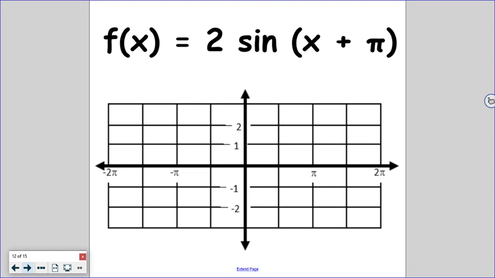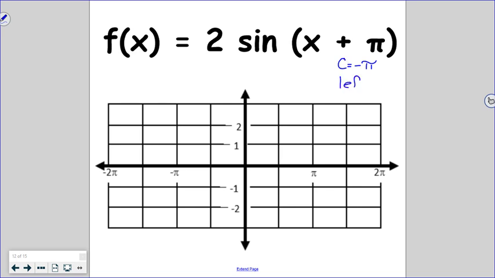Of our transformations up to this point, I would say phase shifts are probably our more challenging ones, paying attention to direction, all of that. 2 sine x plus pi. Nothing needs to change about the numbering. It's already done for us. We'll start with our first dot. Remember that your phase shift, your C value, is opposite of the sign you see in there. Which way should we move this graph? Left.